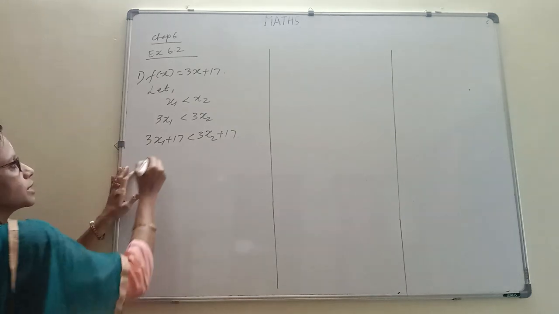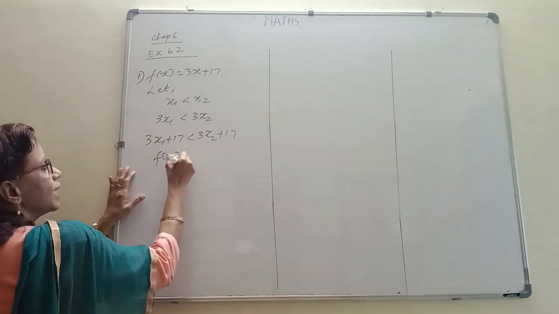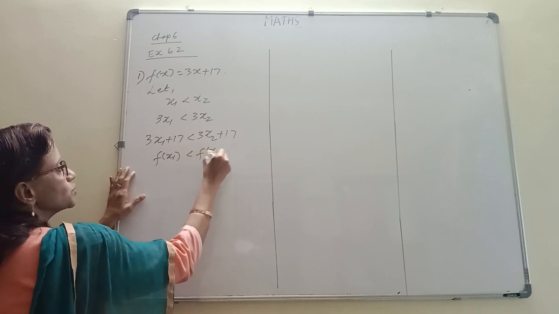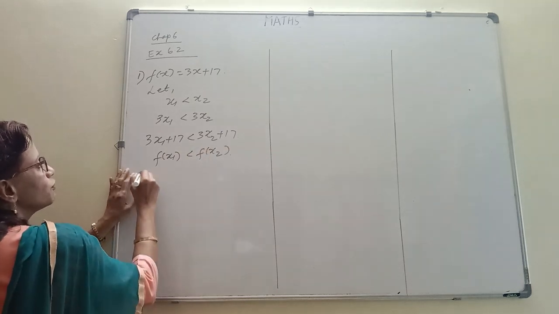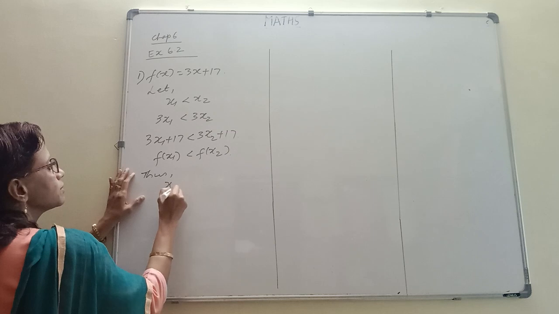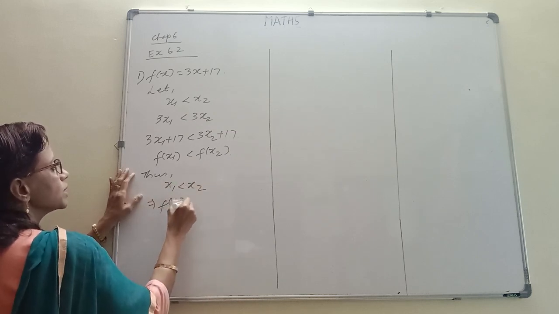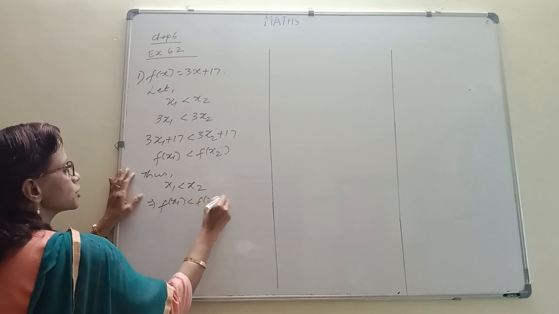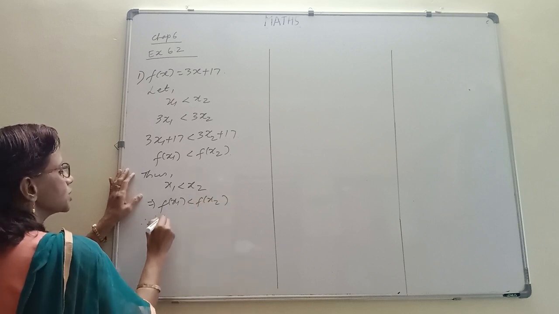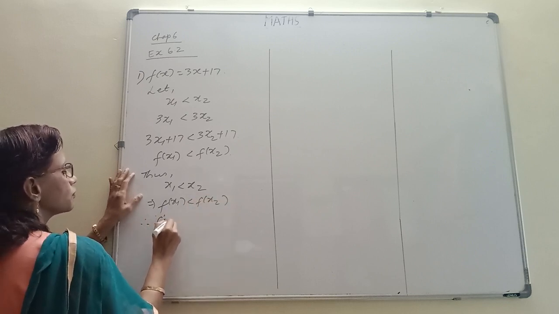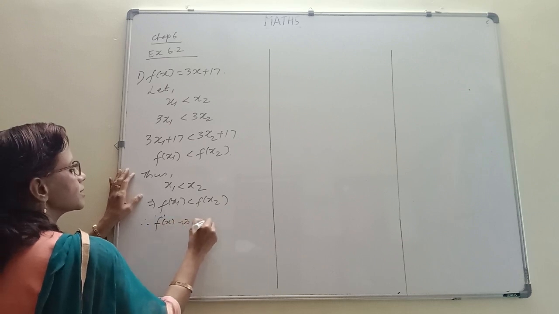But this we all know is f of x1. And this we all know is f of x2. So therefore, what has happened? We started with x1 less than x2 and we have reached f of x1 less than f of x2. That's why the function f of x is an increasing function.